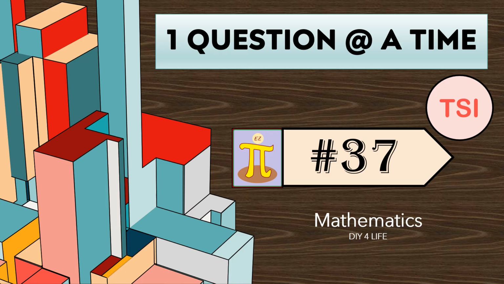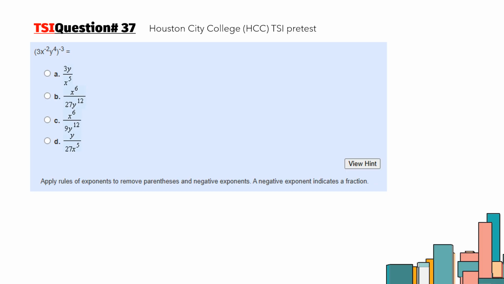Question number 37. We have 3x to the power of -2 times y to the power of 4, all to the power of -3.